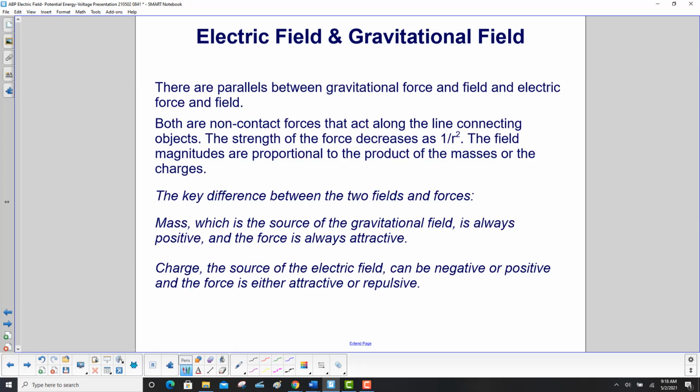There are parallels between gravitational force and field and electric force and field. Both are non-contact forces that act along the line connecting objects. The strength of the force decreases as 1 over r squared. The field magnitudes are proportional to the product of the masses or the charges. The key difference: mass, which is the source of the gravitational field, is always positive, and the force is always attractive. Charge, the source of the electric field, can be negative or positive, and the force is either attractive or repulsive.